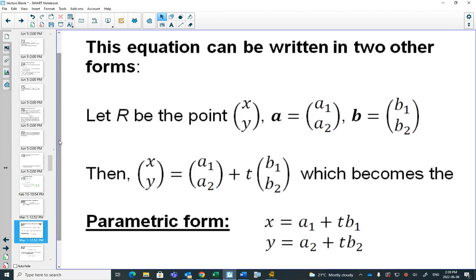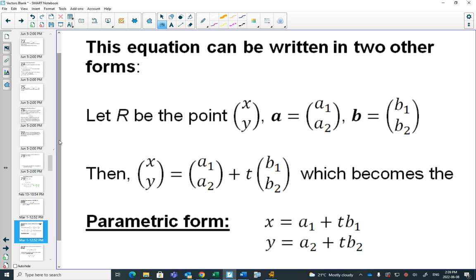So now we're going to see how this vector equation can be written in different forms and how it connects to what we already know, which is y equals mx plus b. So we've got a vector equation of our line. We've got a direction vector and a scalar.